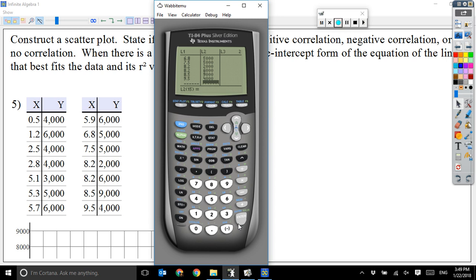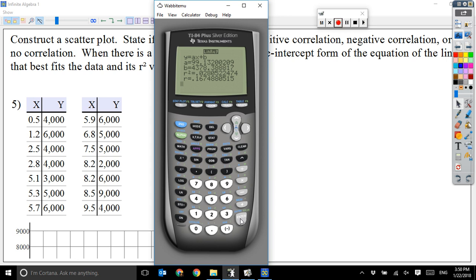Alright, so our fourth step was to hit the stat button one more time, right arrow to the calc tab, and then go down to number 4, or just click number 4, and then go down to calculate. And I should get that right there.